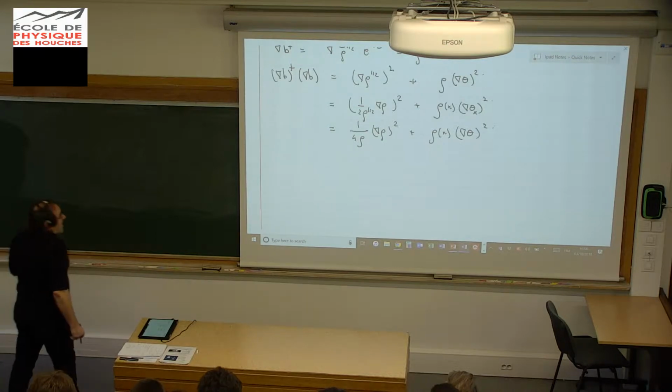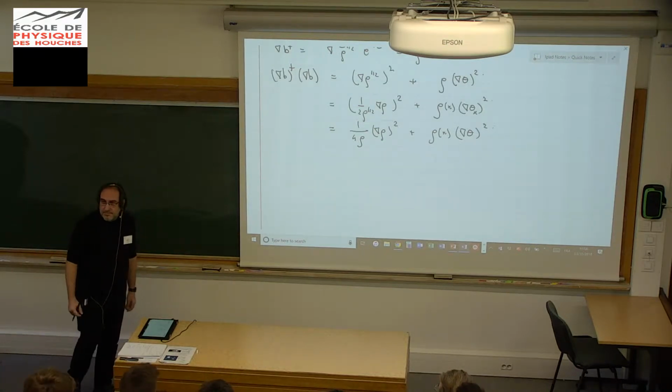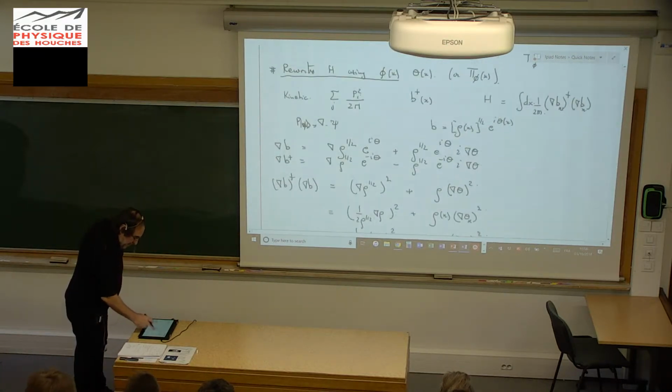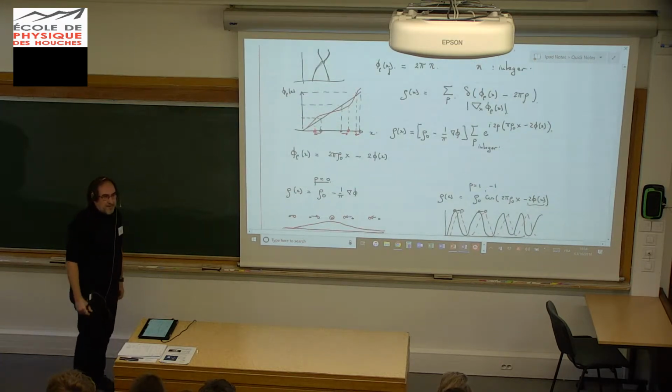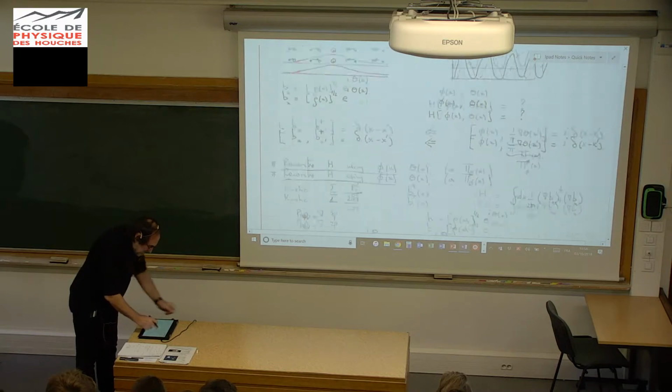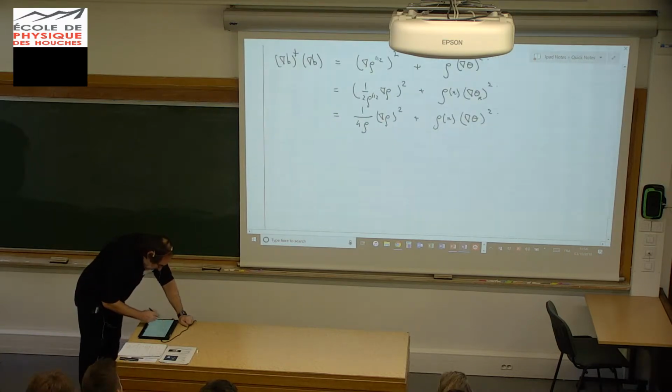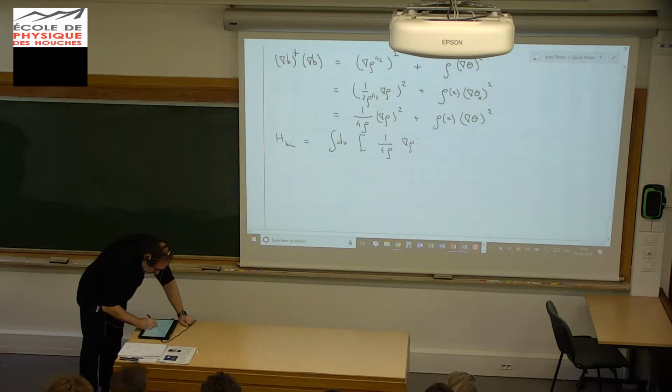Now, rho itself is a nightmare. Okay? Rho is this horrible, horrible, horrible expression. But what I need for the kinetic energy is not this expression here, but the integral over dx of this: 1/4 rho grad rho squared plus rho of x grad theta squared.